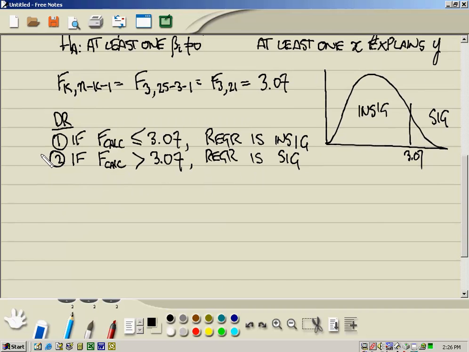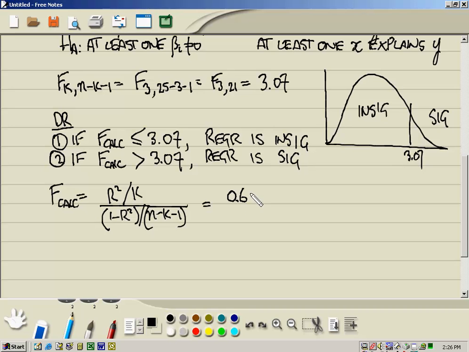Alright, next step is F-calc. We must use the R-squared formula instead of the sum of squares formula, since we weren't given the sum of squares, for instance. So it's R squared divided by k, all that divided by 1 minus R squared divided by n minus k minus 1. Where R squared is 62.56%, but we'll have to translate that back to a proportion to use it in this formula.